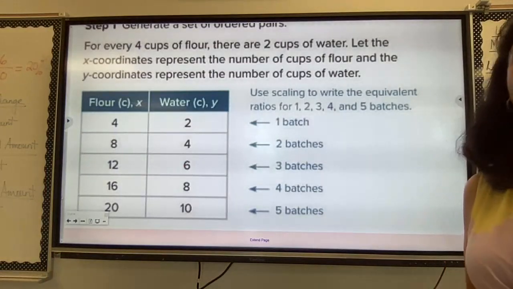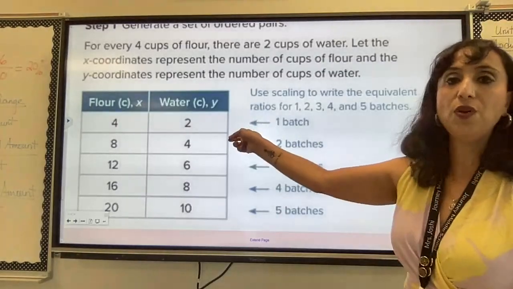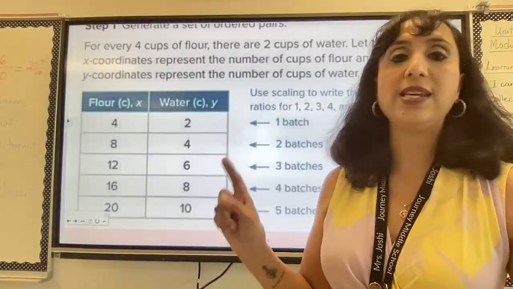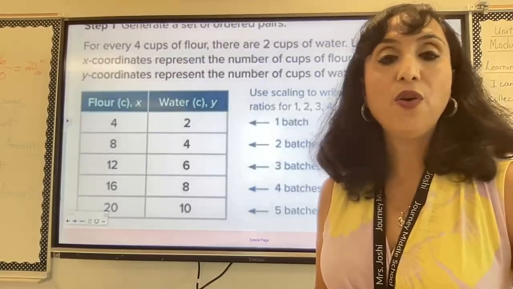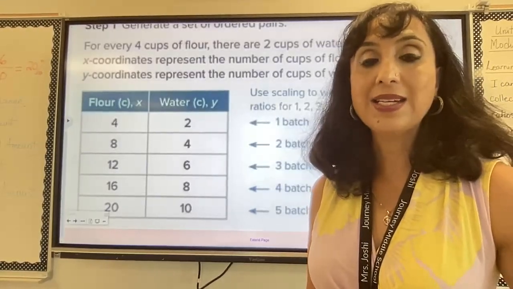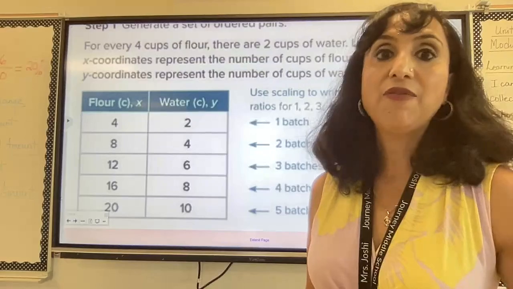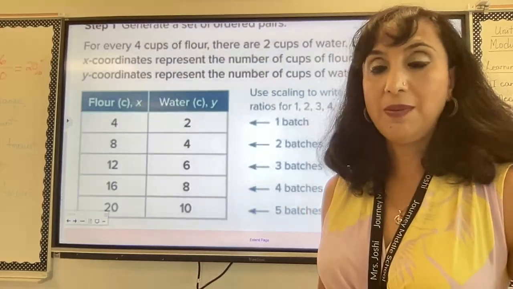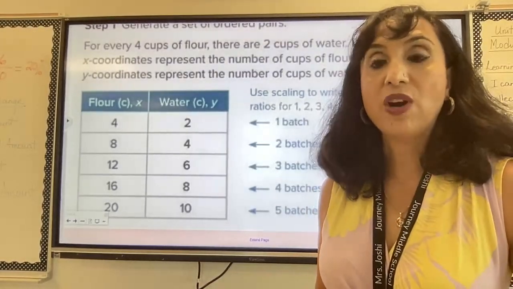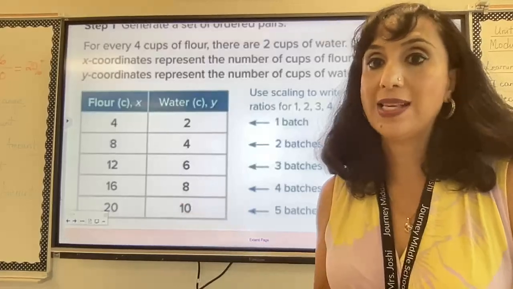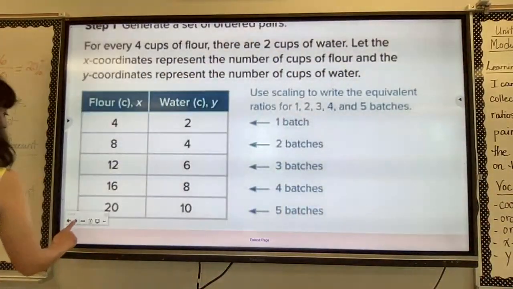All right, so then we have our ordered pairs. What is the first ordered pair? It is 4, 2. The second ordered pair is 8, 4. The third ordered pair is 12, 6. The fourth ordered pair is 16, 8. And the fifth ordered pair is 20, 10. And once we have created our ordered pairs with the table, because that's an equivalent ratio table, we are going to convert it into a graph. So I'm just going to show you a graph that has been created using these ordered pairs.